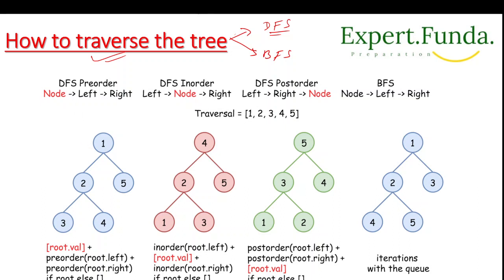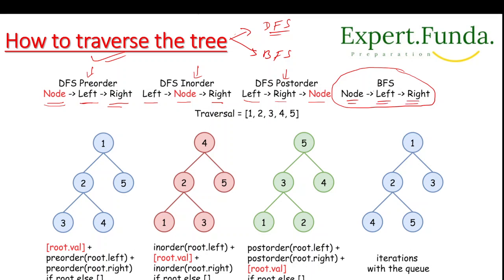In DFS pre-order, we first go to the node, then left, and then right, okay. In DFS in-order, first we go to the left, then the node, and then the right. In Postorder, first we go to the left, then the right, and last the node, okay. So this is pre-order, this is in-order, and this is Postorder, okay. And for BFS, another approach that we use, it is node, then left, then right, okay.